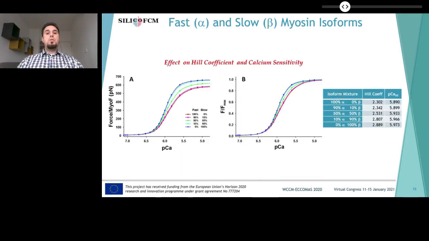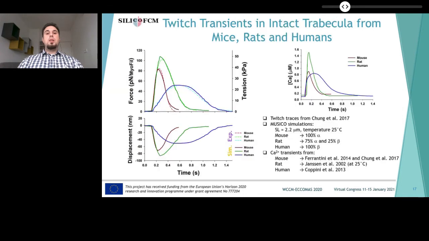With the same fraction of myosin isoforms, MUSICO predicted force-pCa relations. In panel A, the magnitude of force illustrates coupling between the number of bound cross-bridges, reflected through the force, and cooperativity between bound myosin and regulatory units. Normalized force-pCa graphs are shown in panel B, which better illustrate the increase of calcium sensitivity and Hill coefficients as the percentage of slow myosin isoforms rises.